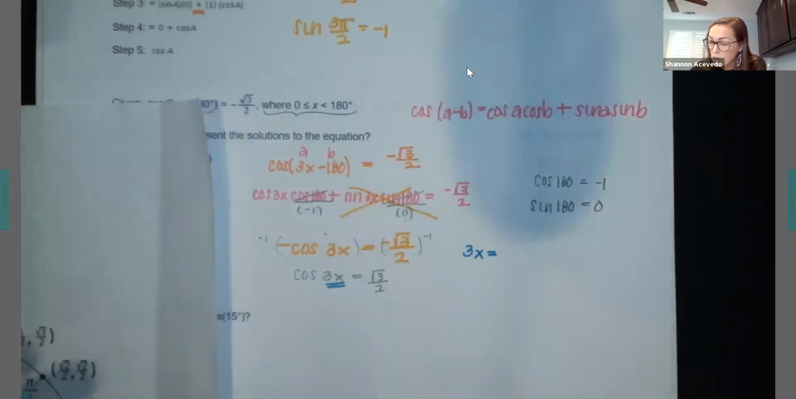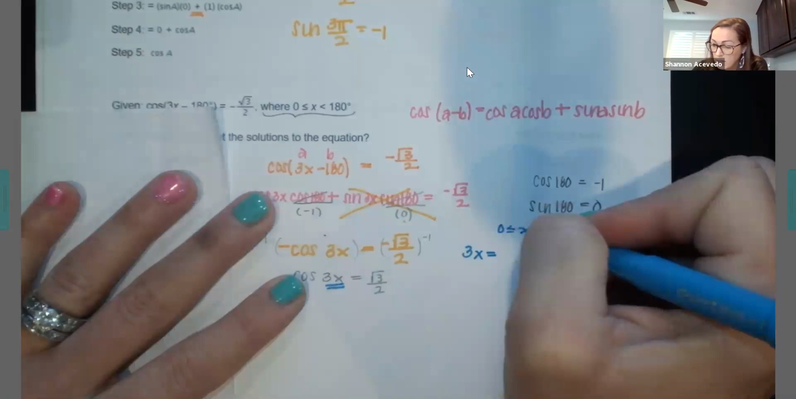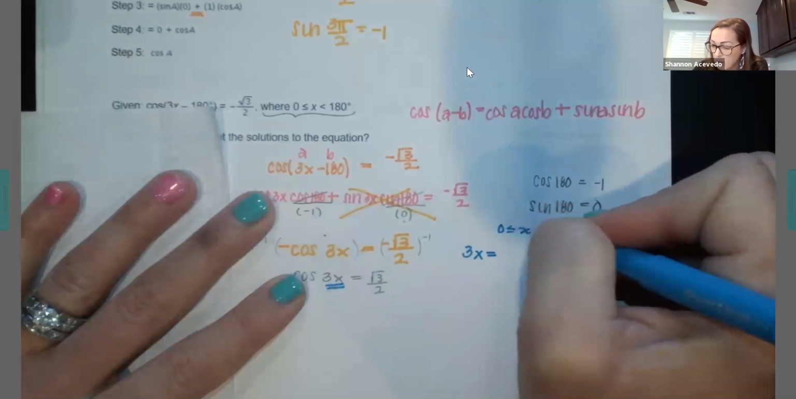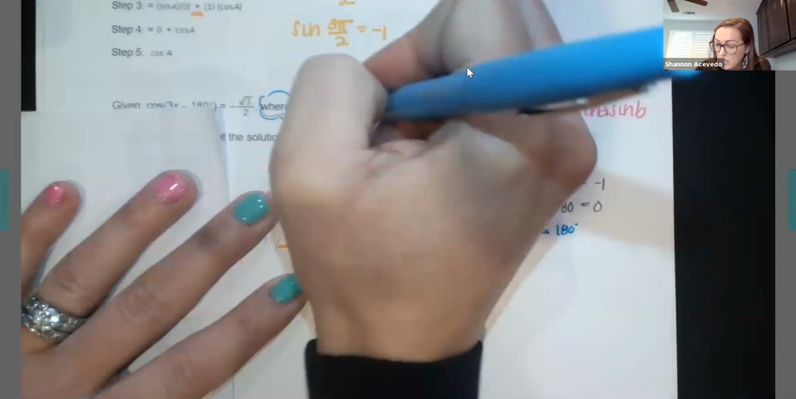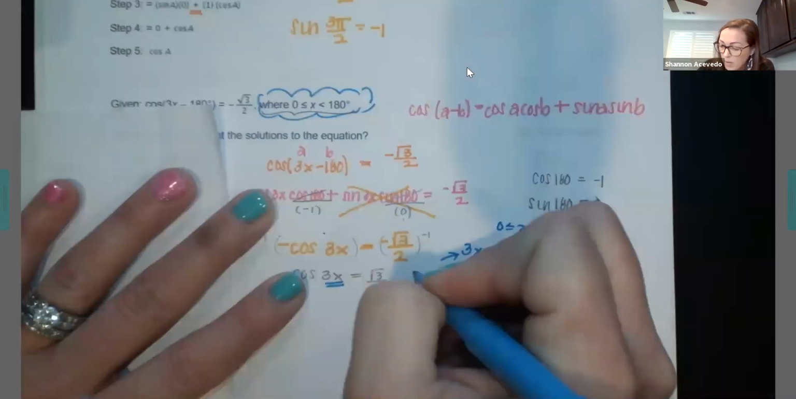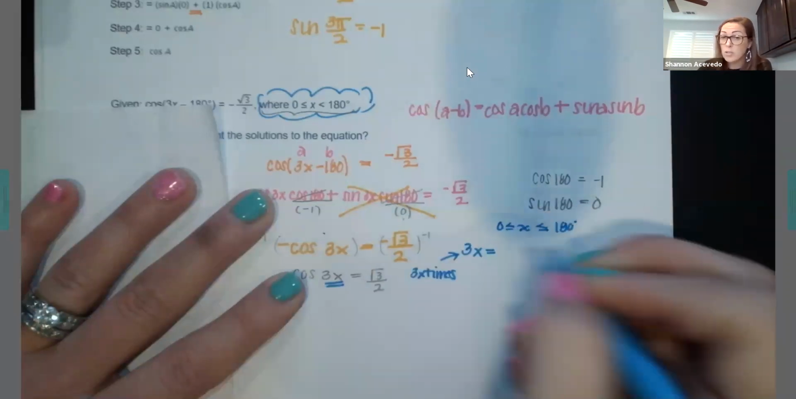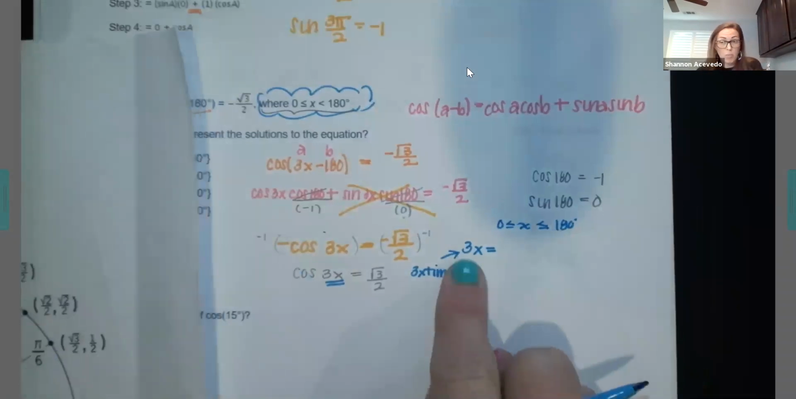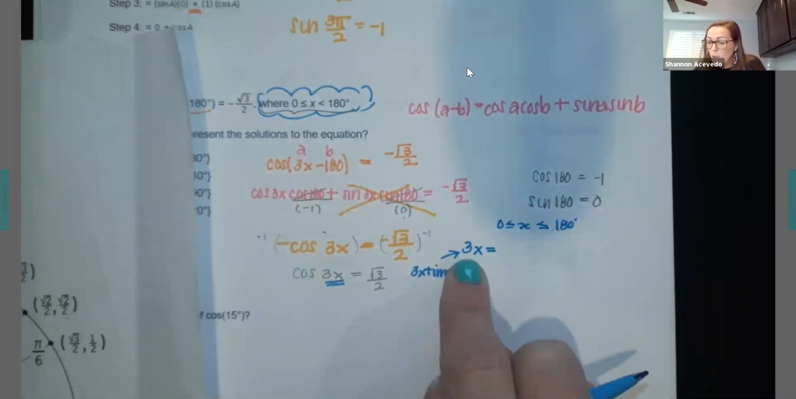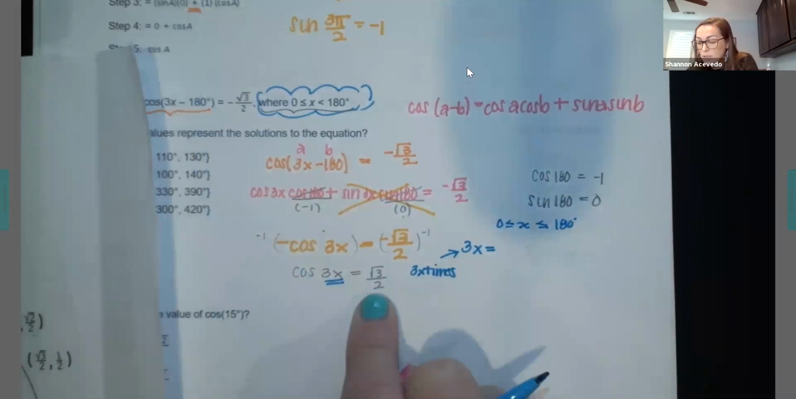I also have the restriction that 0 is less than or equal to x is less than or equal to 180. That's from this piece right here. So this is saying 3 times around, but I also have restrictions. There are 2 things going on there. If this was a 5, how many times around would you go? 5 times, whatever that value is. Okay, so I'm looking for when cosine x is going to be square root of 3 over 2.